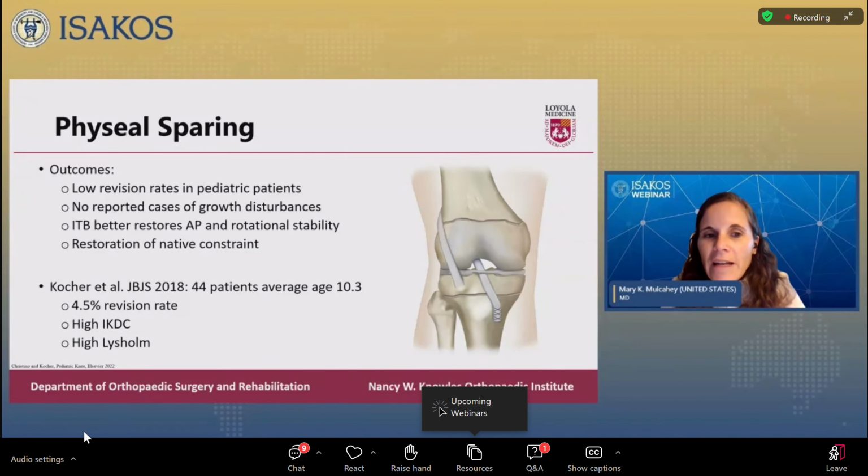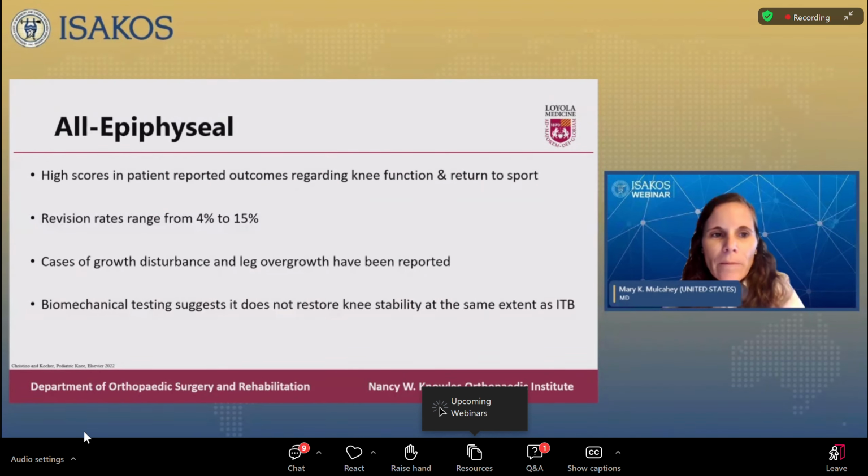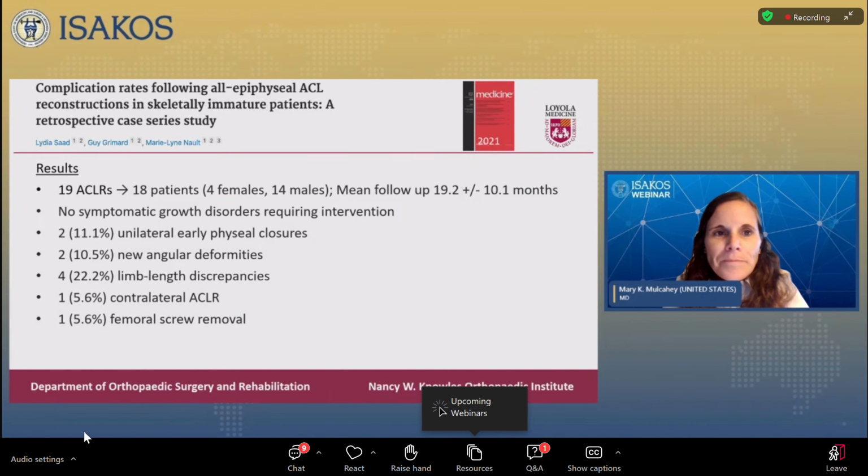A relatively recent study by Coker showed about a 4.5% revision rate and high outcome scores in terms of IKDC and Lysholm. For all epiphyseal techniques, there are high scores in our patient-reported outcome measures with regards to knee function and return to sport. Revision rates range from about 4 to 15%, and there have been some cases of growth disturbance and leg length discrepancy, but those rates are overall fairly low. And biomechanical testing has shown that it doesn't restore knee stability to the same extent as using the IT band.